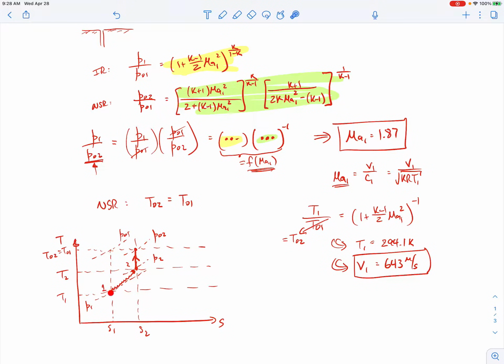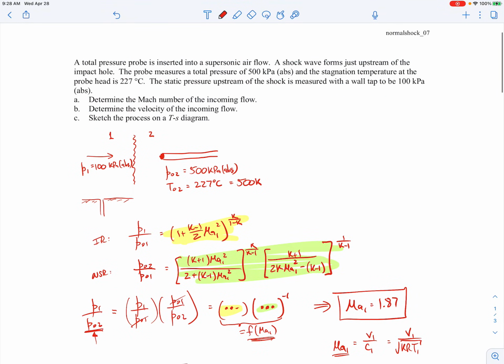So these are our upstream conditions. We go through the shock wave, the temperature increases, the static pressure increases, the stagnation pressure decreases, the entropy increases, but we still have the same stagnation temperature. So we go through that shock wave, and then we slow down isentropically to the stagnation point on the probe, which is right there. So this is the probe. All right, so that's the process on a TS diagram. And now I think we've covered everything for this example, so we'll end there.